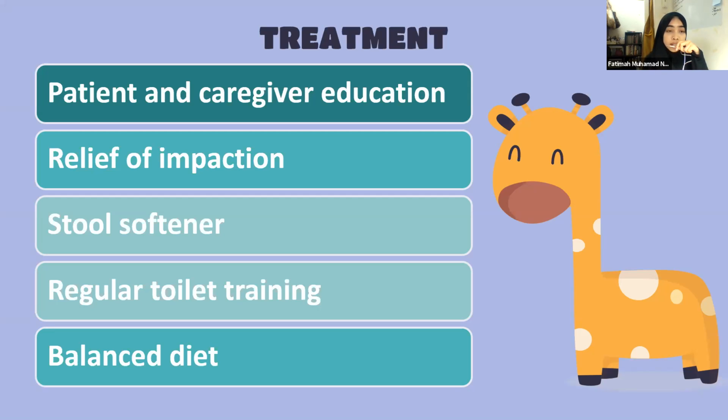Okay, and then if the child continues with impacted stool, it is important that we try to bring relief by giving a rectal enema. Once the constipated stool has been evacuated, we need to maintain by giving a stool softener such as a laxative, and we need to encourage regular toilet training of the child, and to adopt a balanced diet which has adequate fiber and intake of fluid.